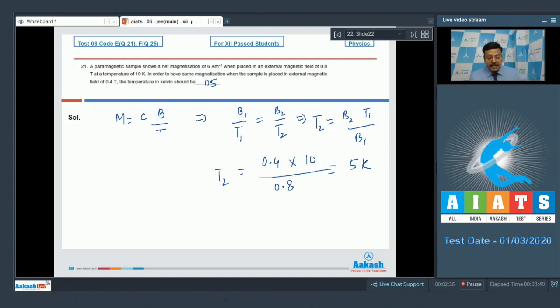Pretty simple, isn't it? But of course one had to know the formula that magnetization for a paramagnetic material is given by C into B by T. Time now to go to the next question.